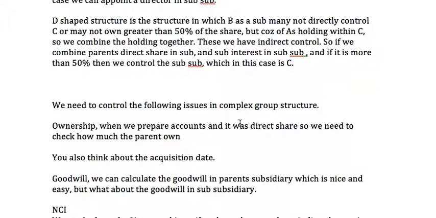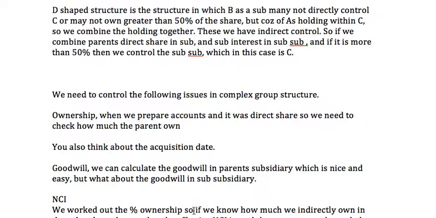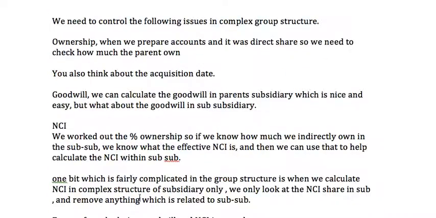And next thing is goodwill. So in goodwill, we can calculate the goodwill in parent subsidiary, which is nice and easy. But what about the goodwill in sub-subsidiary? This becomes a little bit complex here. Next, we're going to talk about NCI.